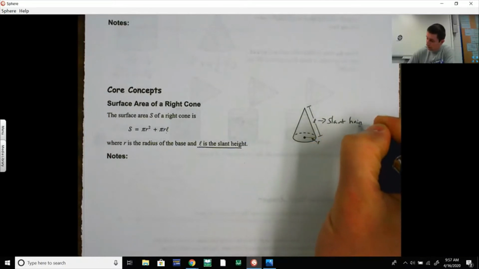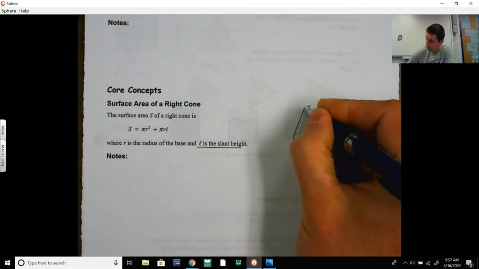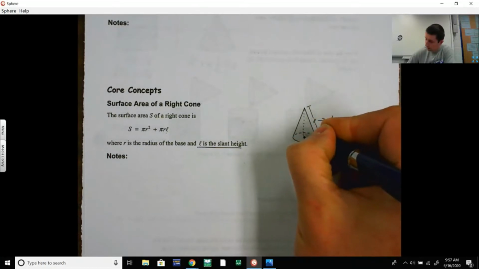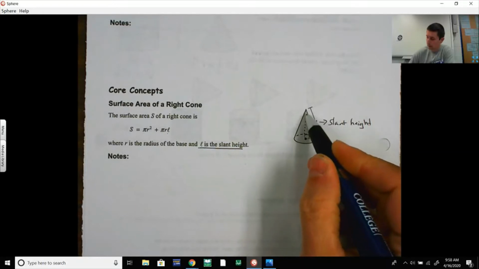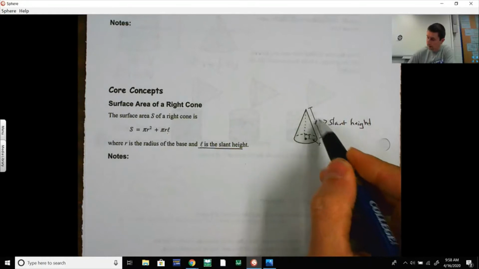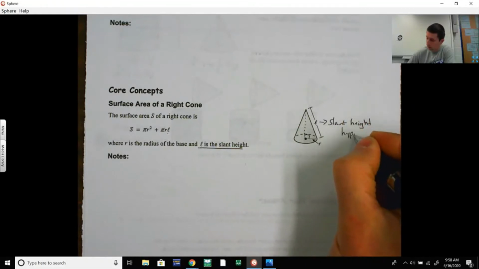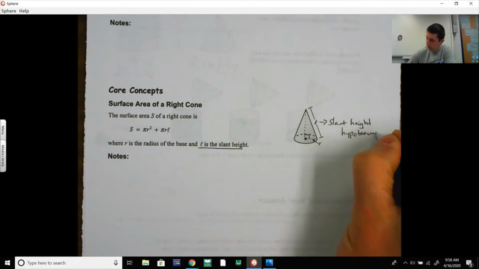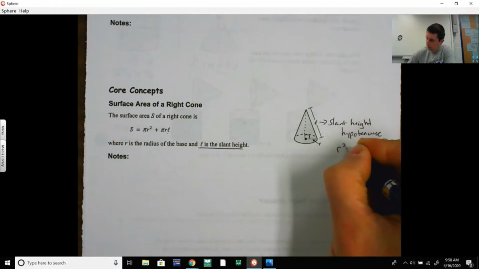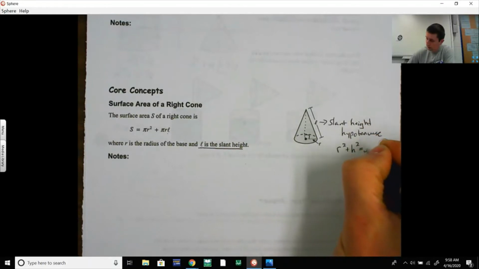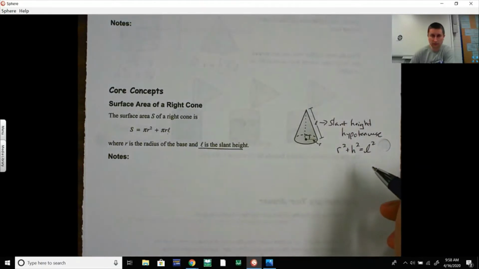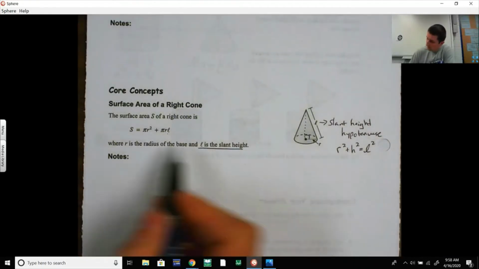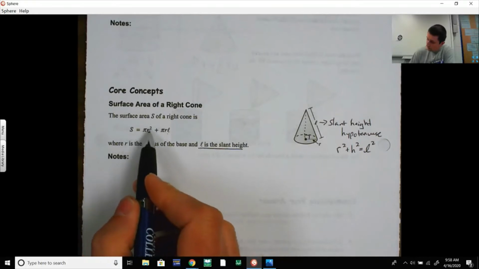So this brings up a lot of questions a lot of times of Pythagorean theorem, because if you draw a slant height of this cone, you get a right triangle there. So that will come into play in some of your questions here. The L is the hypotenuse. So we could say r squared plus h squared equals L squared. Or L would be the square root of r squared plus h squared.